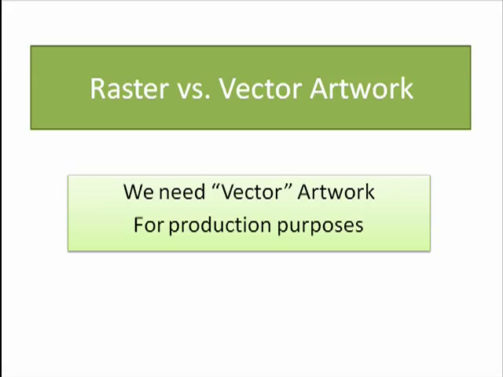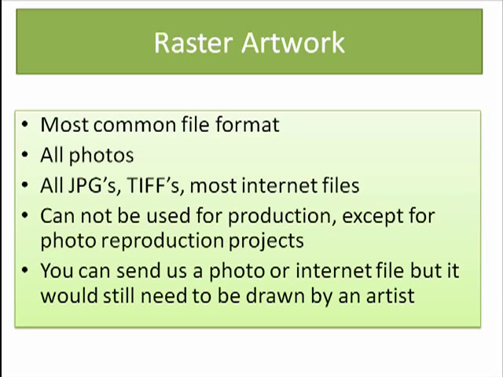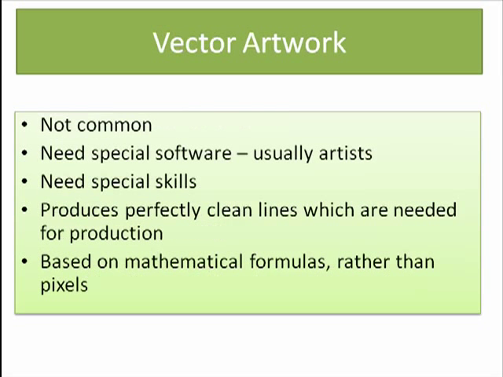In this tutorial, I'd like to explain the difference between raster versus vector artwork and why it is that we need vector artwork for production purposes. Raster artwork is the most common type of file format. It would include all photographs and all JPEGs and most files that you'd find on the internet. However, they cannot be used for production purposes unless, of course, we were going to be making a photo reproduction project. Now, you can send us a photo or an internet file, and they're really handy as a reference, but it would still need to be drawn by an artist.